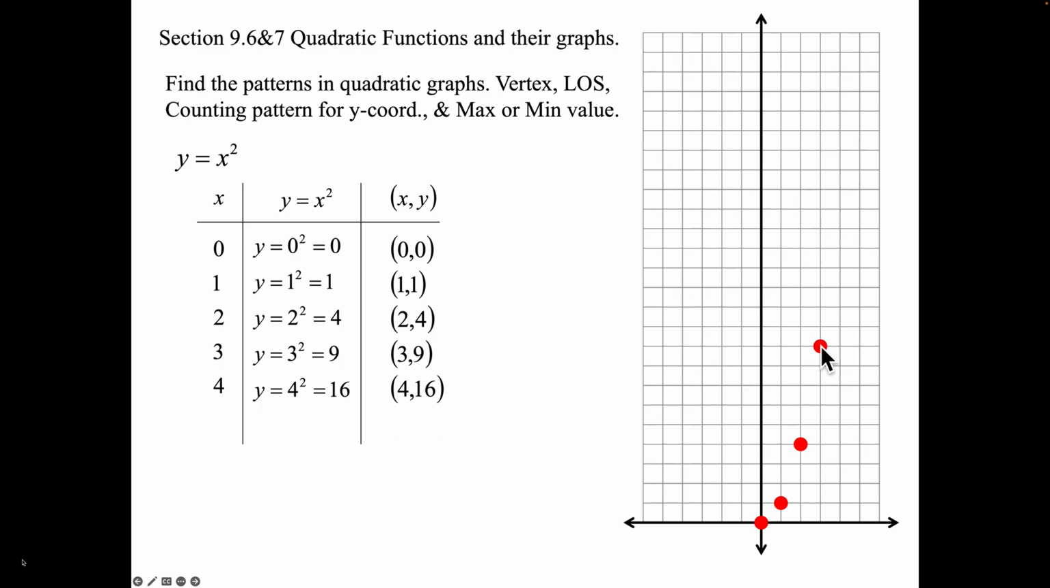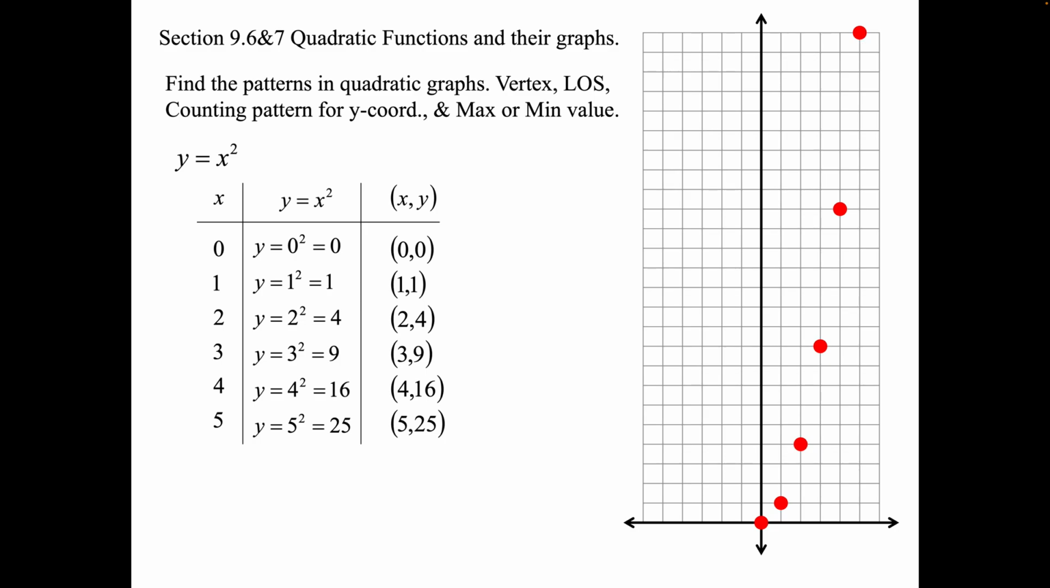So let's see, this was at 9. So that would be, this is 4, then 10, 11, 12, 13, 14, 15, 16. And then when x is 5, we square that, we get 25. Okay, so we said that was 16. All right, that's 5 for the x, and that would be 17, 18, 19, 20, 21, 22, 23, 24, 25, all the way up to the top.